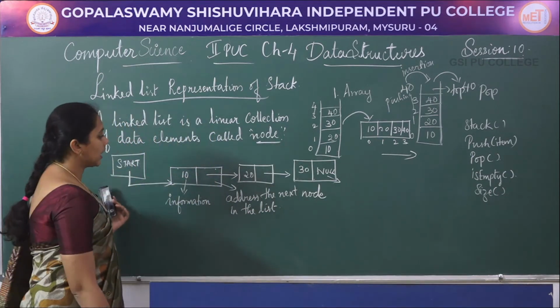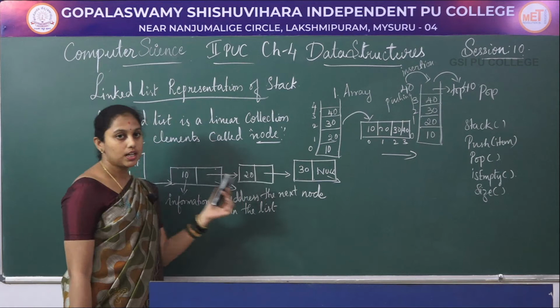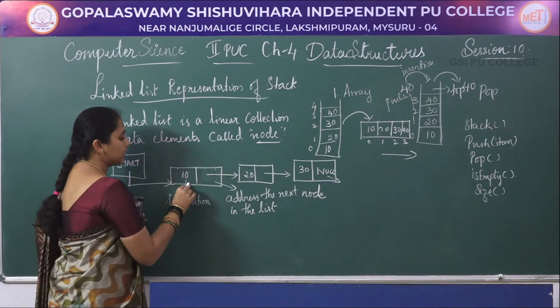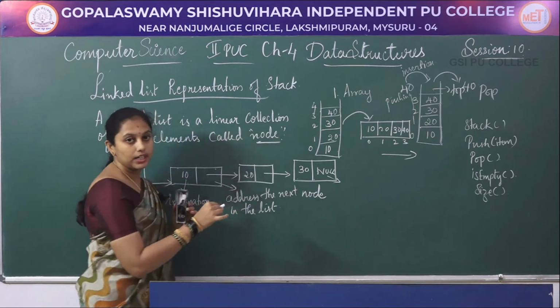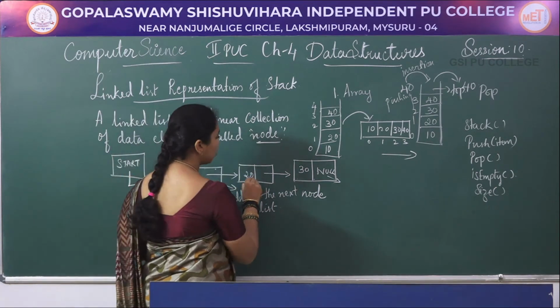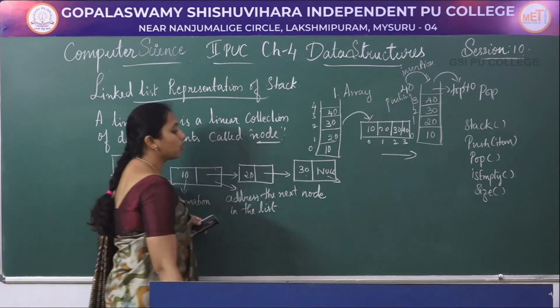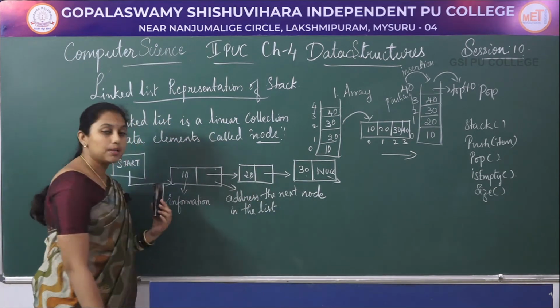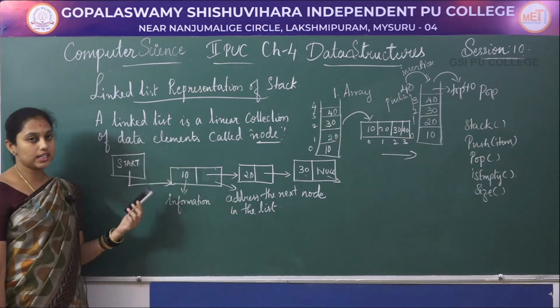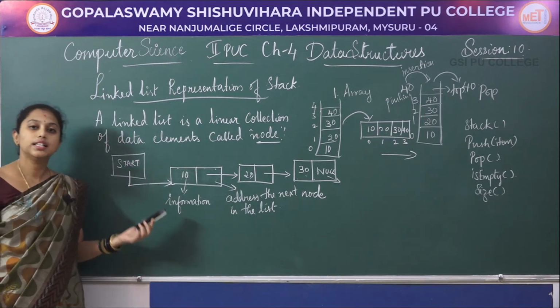So this linked list contains 3 nodes. In the first node, it contains an element called 30. In the second node, it contains an item called 20. In the third node, it contains an item called 30. So this is about linked list. So what is linked list and how to create a linked list?